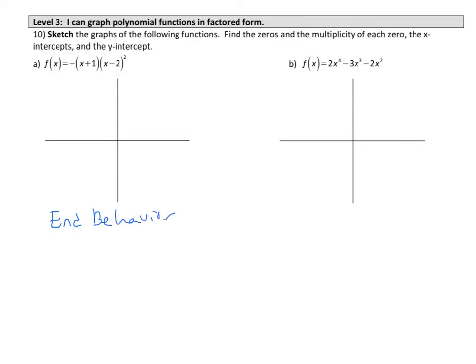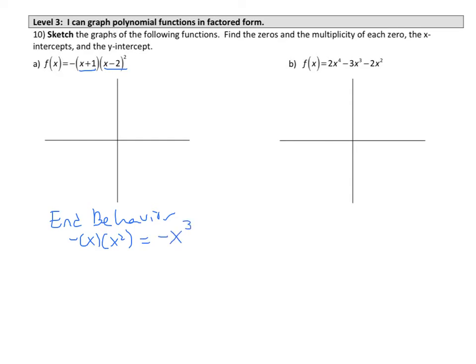And remember, with end behavior, we have to figure out what the leading term would be, or the term with the greatest power. So if I multiplied the biggest parts of this function, I would get, well, there's a negative in the front. This part has an x as its biggest part. This is going to have an x squared. So my leading term would be negative x to the third power.